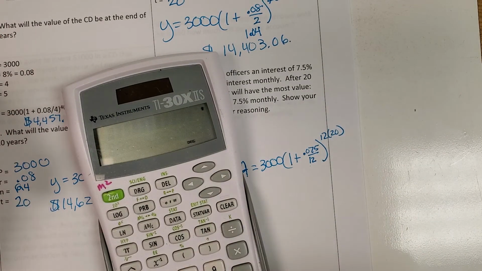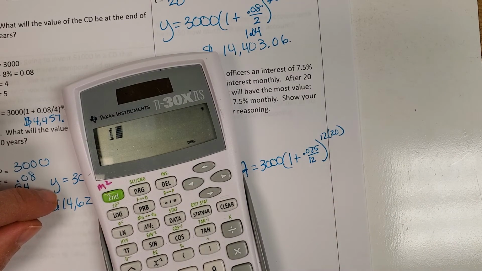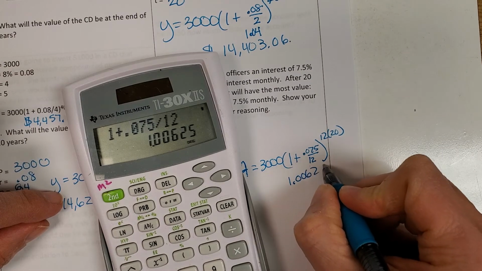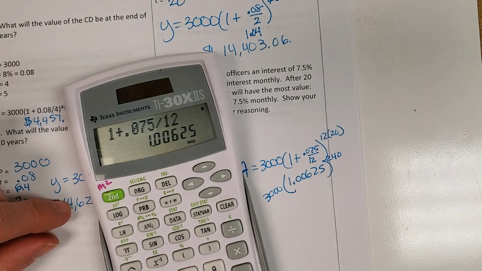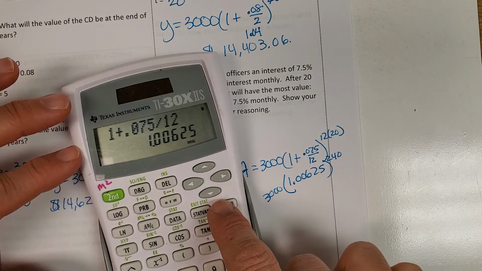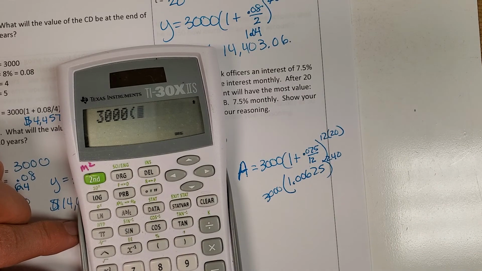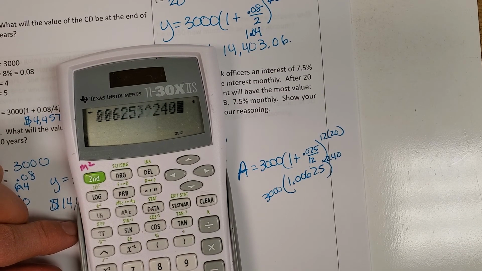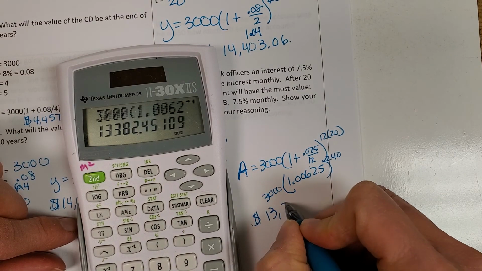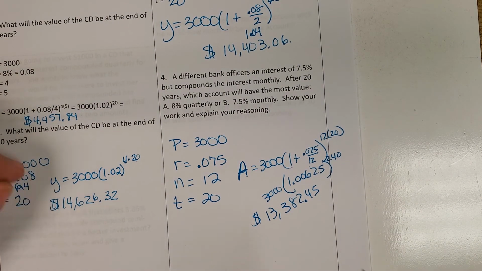So let's put that in our calculators. First of all, I'm going to figure out what this is, and then I'm going to add it to 1. So 0.075 divided by 12, and adding 1, that is going to be 1.00625. And 12 times 20 is going to be 240. I like to find those out first and then put them on my calculator because sometimes it messes me up if I don't. And you might find that too. But remember, we're always going to be logical when we get an answer. Make sure it makes sense. So times 3,000 times 1.00625 to the 240th power. That will be $13,382.45. So this was a 0.5% lower, but they compounded more often.